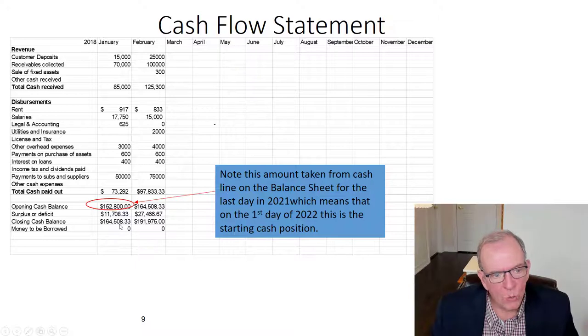So then, this amount becomes the starting amount for February 1st. Imagine this is at midnight on January 31st, and then this is February 1st at 1 second after midnight. So we keep it the same, and then that's your starting position. Then again, what came in, what went out? And again, now it's $27,000 more, so it's growing.